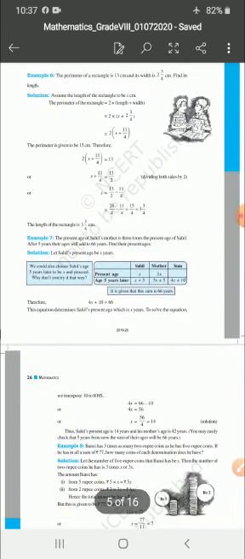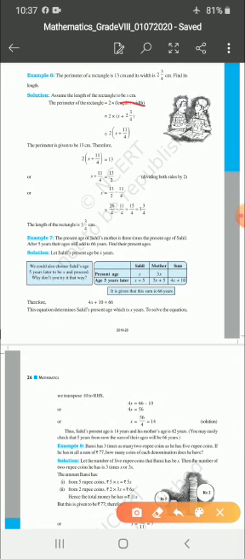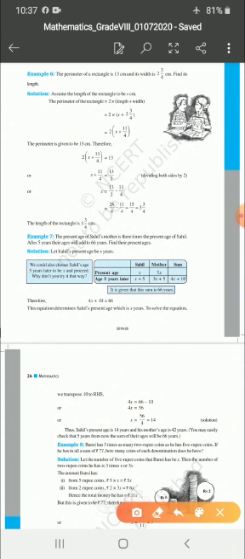Example 6. The perimeter of a rectangle is 13 centimeters and its width is 2 3 by 4 centimeters. Find its length. Here the perimeter of the rectangle is given as 13 centimeters. We know that the perimeter of a rectangle is 2 into (L plus B), that is the formula: 2 into (length plus breadth). Here he mentioned width; width and breadth are both the same. So when you substitute, 2 into (L plus B) is equal to 13.